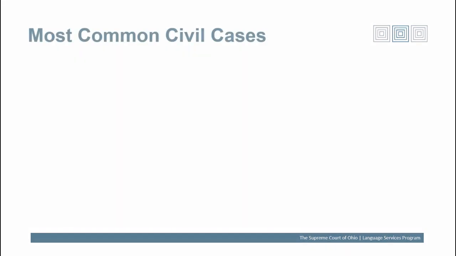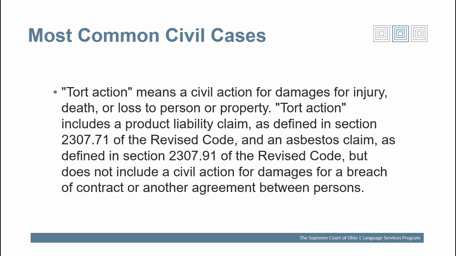A tort action means a civil action for damages for injury, death, or loss to person or property. Tort action includes a product liability claim, as defined in Section 2307.71 of the Revised Code, and an asbestos claim, as defined in Section 2307.91(A) of the Revised Code, but does not include a civil action for damages for a breach of contract or another agreement between persons.